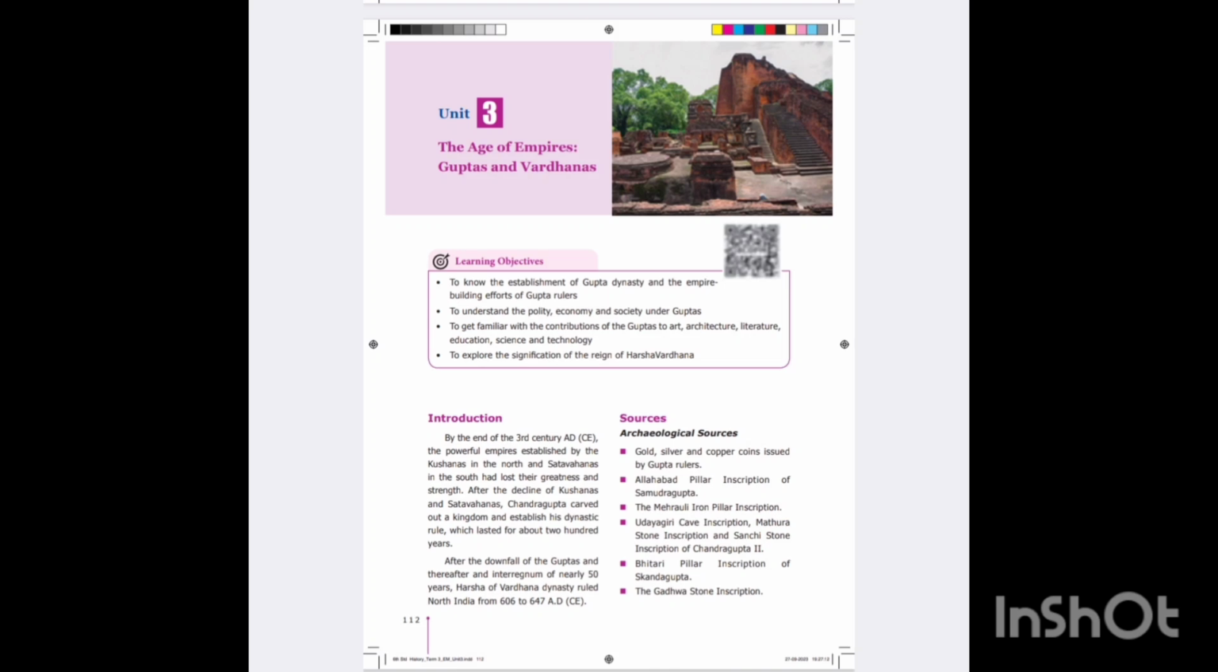Bithari pillar inscription of Skandagupta. The Gadwa stone inscription. Madhuban copper plate inscription, Punjab. Sonpat copper plate. Nalanda inscription on clay seal.